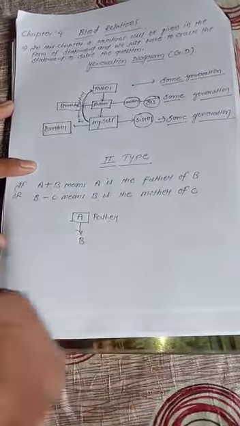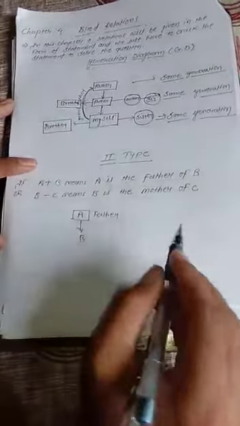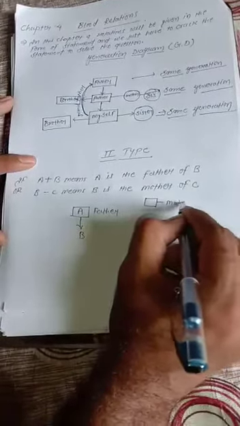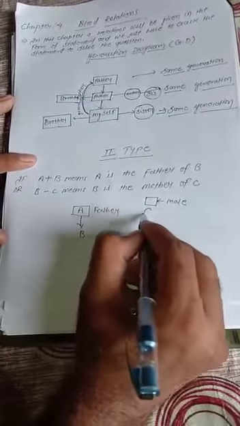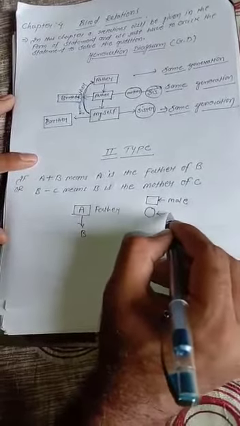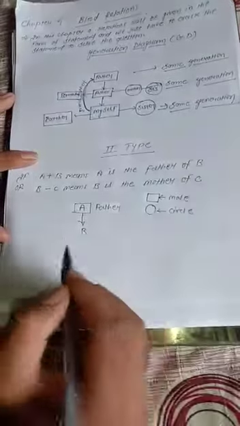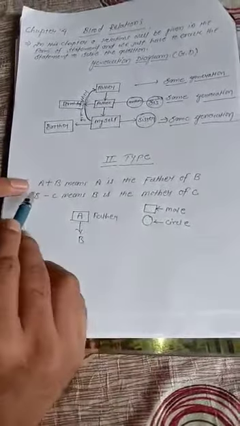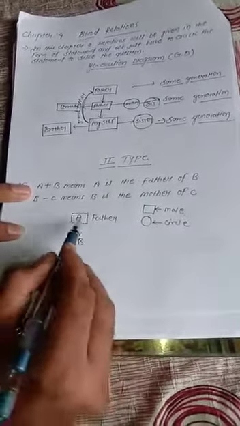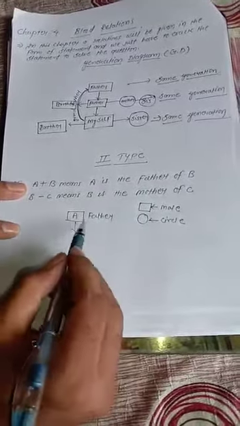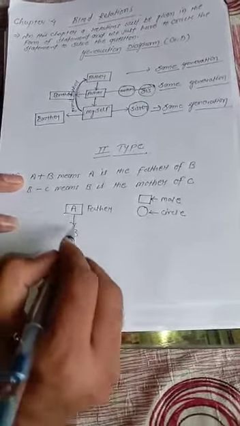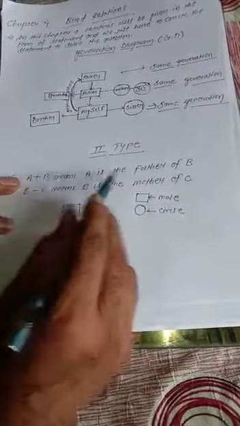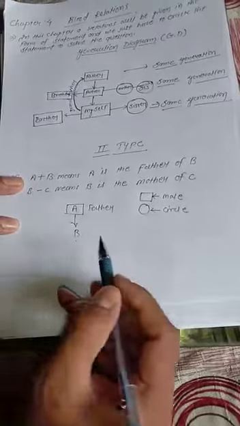Now in this whole generation diagram we will represent male with the help of a rectangle and female with the help of a circle. Beware of two things. In this particular topic it is mentioned that a plus b means a is the father of b. That means the gender of a is defined because he is a father, so he will be male, but the gender of b is not defined yet. With only the first statement we cannot say b is male or female.